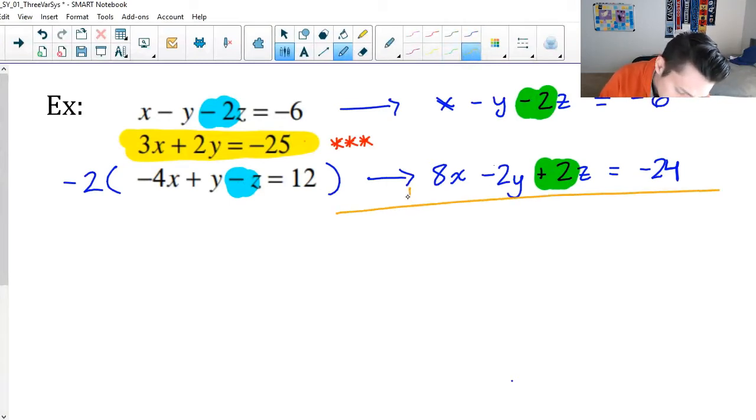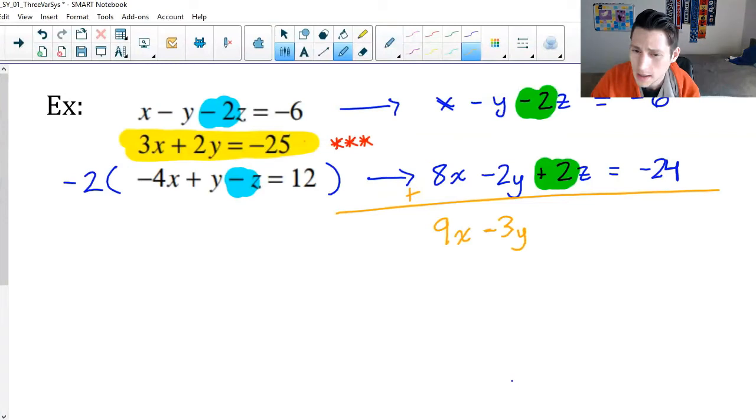So once we have that, we'll go through and add these 2 equations together. So we're just going to go kind of column by column following across and add stuff together. x plus 8x, that's 9x. -y plus -2y, it's -3y. -2z plus 2z, that's 0, so I don't need to write 0. You can if you want. -6 plus -24, -30.